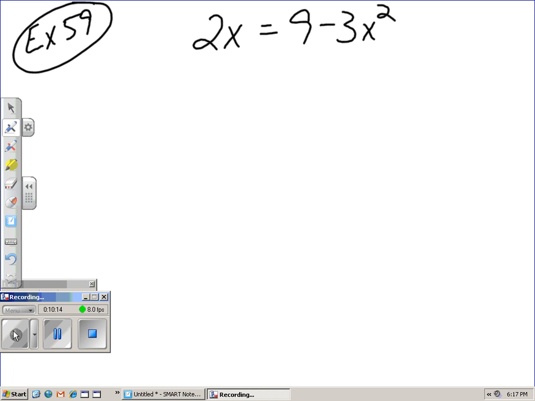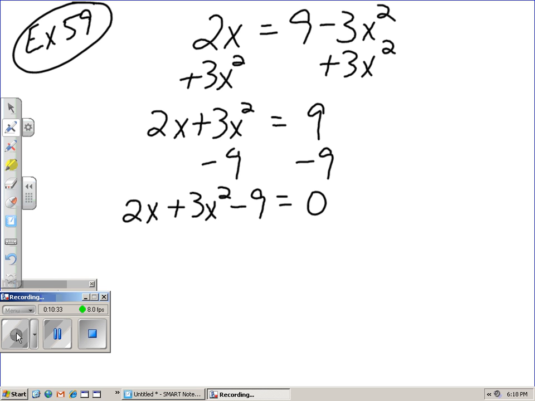Okay, there's lots wrong with this equation. It's an example for number 59. I don't have it equal to 0, and my x squared is negative, so I'm going to take care of all of that at once. I'm going to move that x squared term over to the other side so it becomes a positive x squared because they're easier to deal with. And I'm going to move the 9 at the same time so that I have a 0 on the right. And I end up with this, 2x plus 3x squared minus 9 equals 0.